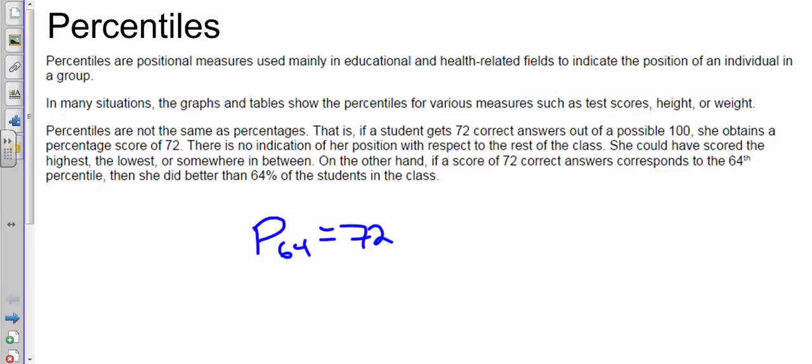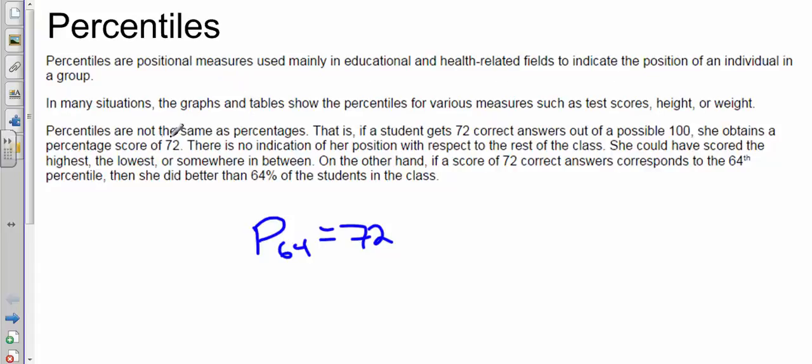I've had a few questions about percentiles and percentile graphs more specifically, so I thought I'd go over fairly quickly here the things we saw in the notes. The fact that percentiles are used primarily in educational and health-related fields is not an important fact, but the fact that it's the position of an individual in a group is.